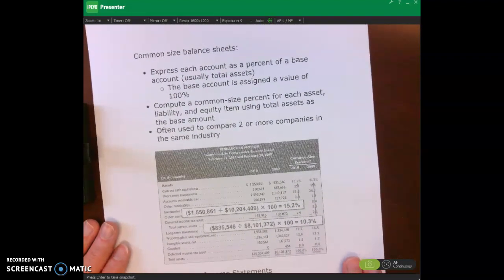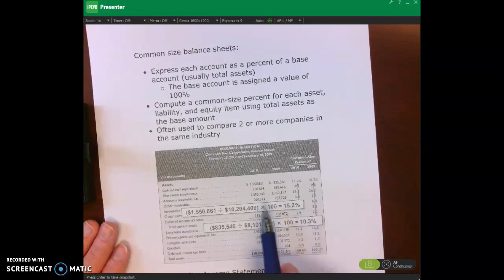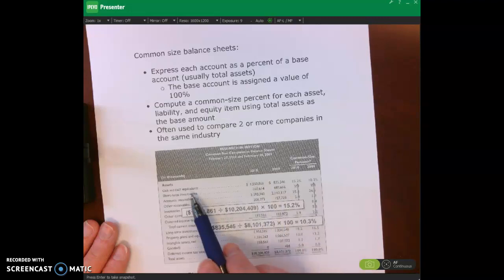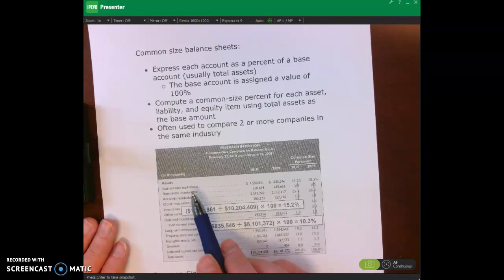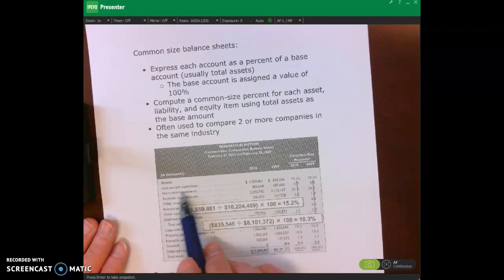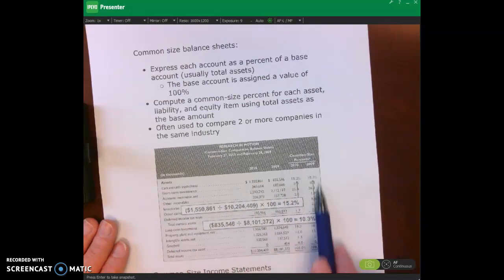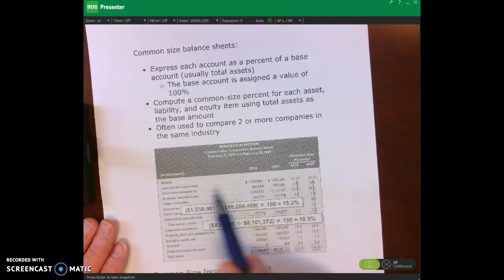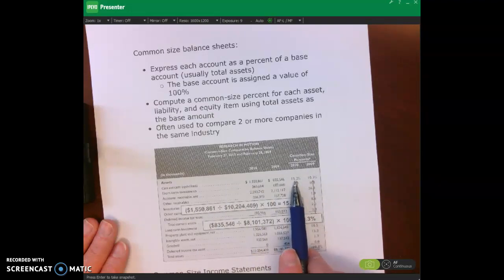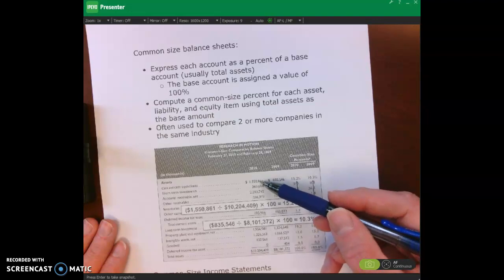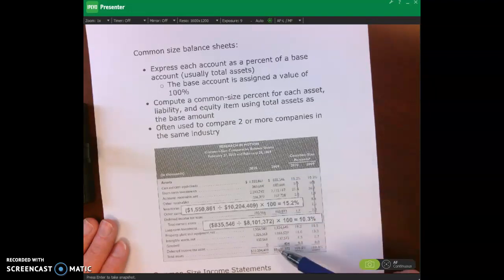This gives us a really good way of looking at our common size balance sheets. So what we could do is we could say we have our balance sheet, just the assets portion. We have our cash and cash equivalents, so on and so forth. And so what we want to do with our common size is calculate these common size percentages. We can show it for 2010 and 2009. So the way we calculate this 15.2% is I take my total cash as a percentage of my total assets.